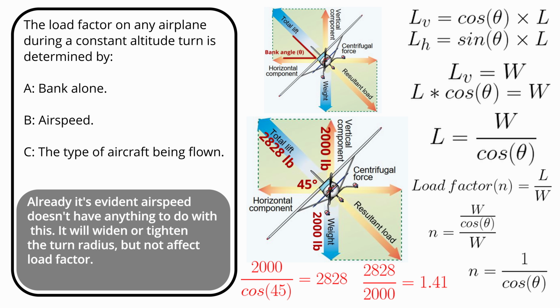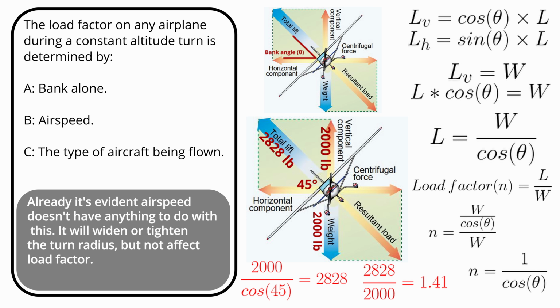Already it's evident airspeed doesn't have anything to do with this. It will widen or tighten the turn radius, but not affect load factor. And in the final step, weight, which is possibly related to aircraft type, drops out too. Bank alone determines the load factor. Answer A. A normal category airplane has positive and negative limits on load factor.